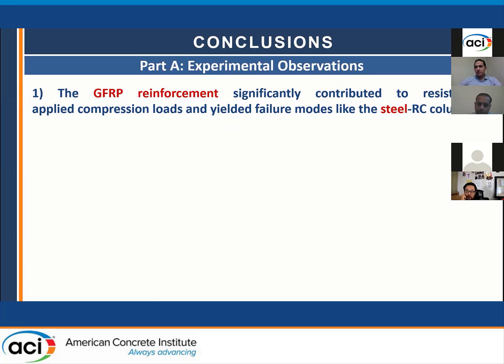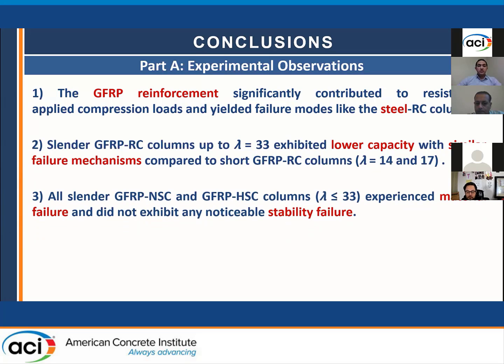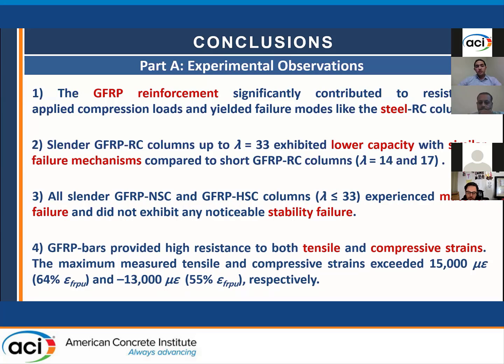At the end, from this research program, we can draw the following conclusions. The experimental observations proved the feasibility of GFRP reinforcement as an internal reinforcement for slender reinforced concrete columns, in terms of significant compression contribution to the applied loads. Slender GFRP reinforced concrete columns up to a slenderness ratio equal to 33 exhibited lower capacity but similar failure mechanisms compared to short columns. All slender GFRP reinforced concrete columns experienced material failure, and we didn't observe any noticeable stability failure. And GFRP bars provided high resistance to both tensile and compressive strains.